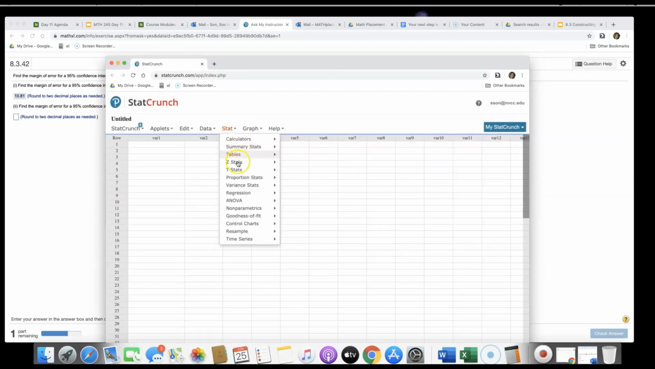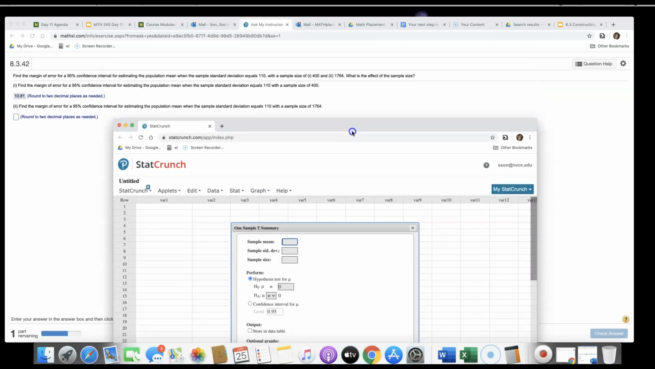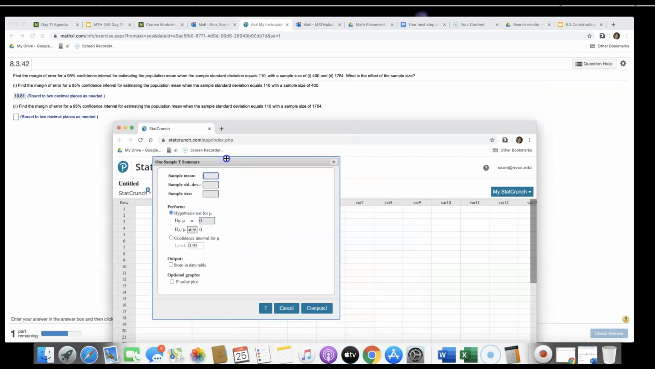I'm gonna go to Stat, T Stat, and One Sample with Summary. And over here, we know that the sample standard deviation is 110. And then the sample size, we just raise it to 1764. We were never given a sample mean. Like, we don't know what it is. But as you know, if you're just finding the margin of error, we don't care about what the sample mean is. You saw that the formula for margin of error only includes the critical t-score, the sample standard deviation, and the sample size. So you make it up.